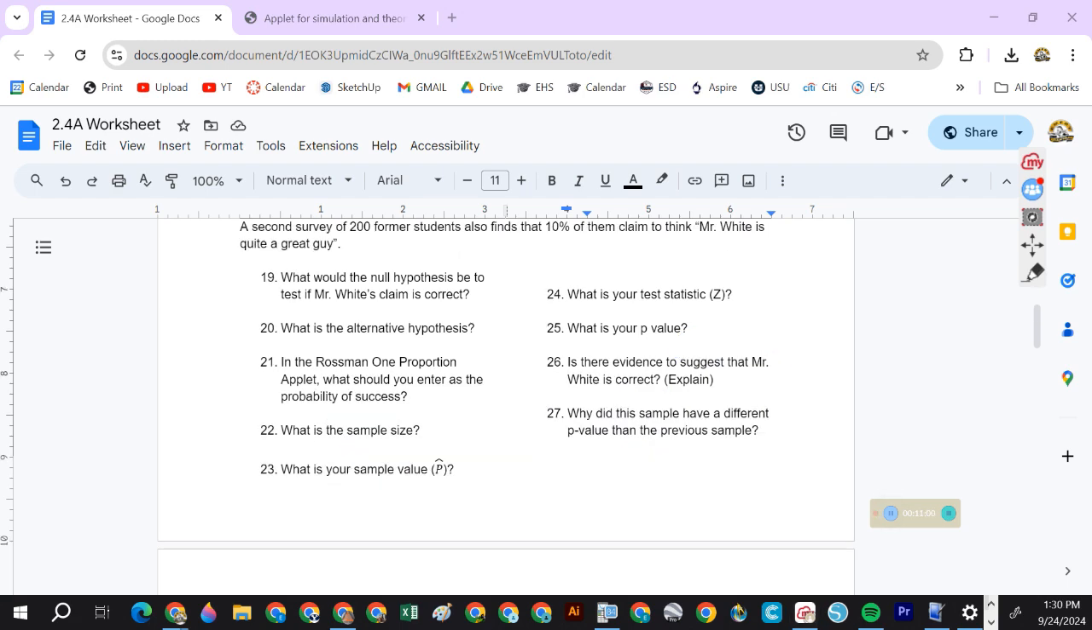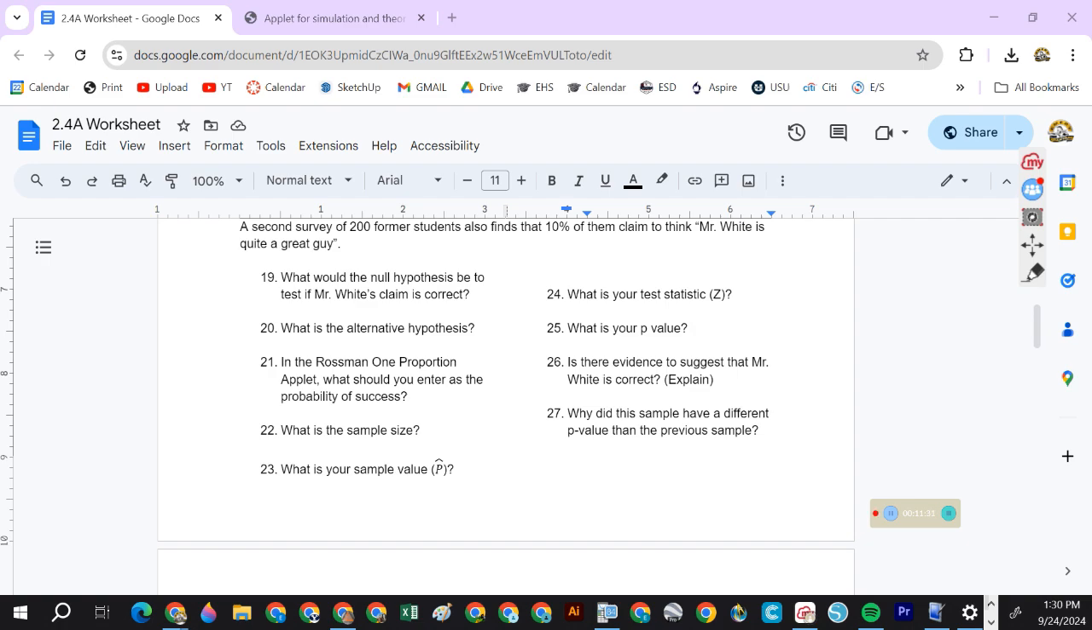Okay, so this is a new survey. Now we talked to 200 people instead of 40, but we got the same result of 10%. So what would the null hypothesis be? It's the same. H naught would be pi is equal to 0.15. And the alternative? The same. HA is pi is less than 15%.